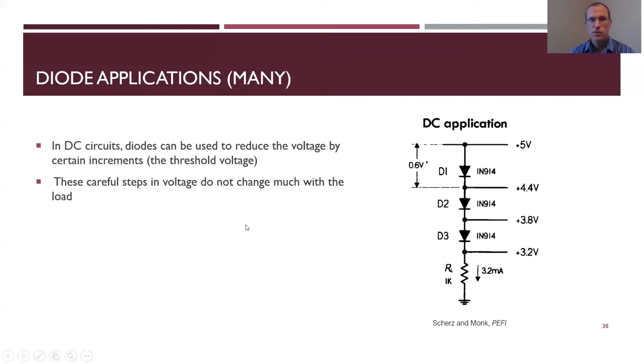In DC circuits, you can use them to reduce the voltage by certain increments. If you want to reduce the voltage by 0.6 volts, and then go through some components, and then reduce the voltage again by 0.6 volts, go through some other components, you can do that by putting diodes in your circuit. So once I have 5 volts coming out of my Arduino, I then go through a diode. Whatever goes into the next component is only at 4.4 volts because the diode took up about 0.6 volts. Then if I go through another diode, I'm down to 3.8. Another one brings me down to 3.2. So as I go through each diode, my voltage gets reduced by that same amount.